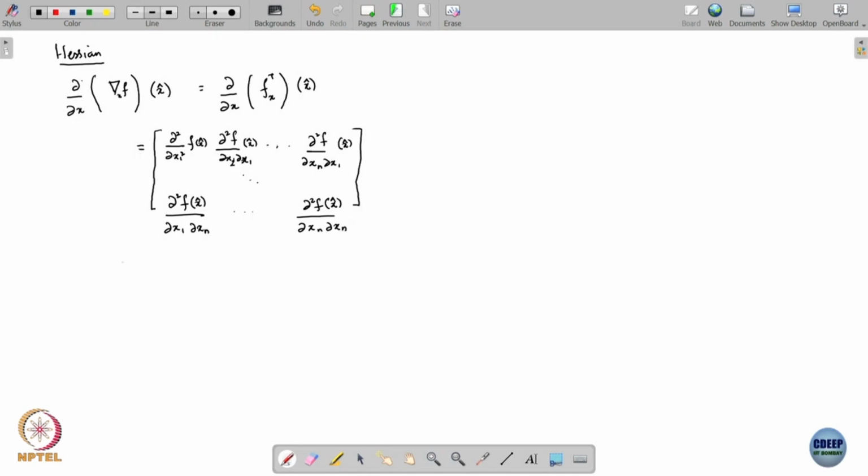Another notation for the same thing is simply del square f evaluated at x hat. Okay.